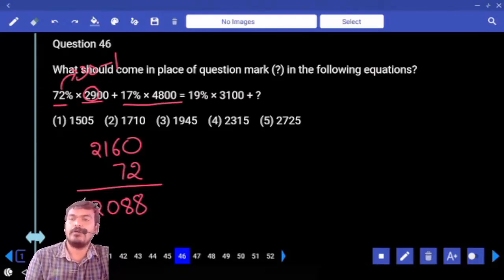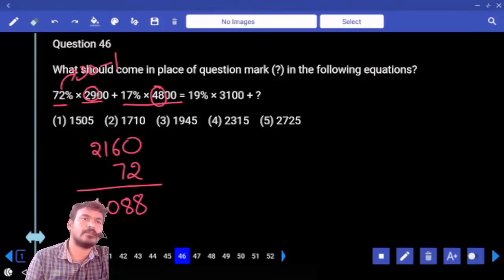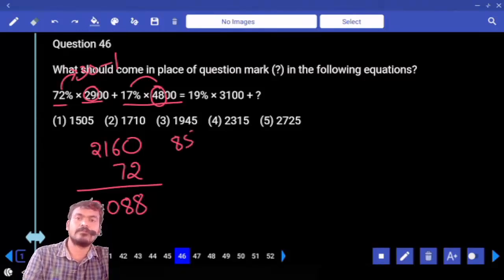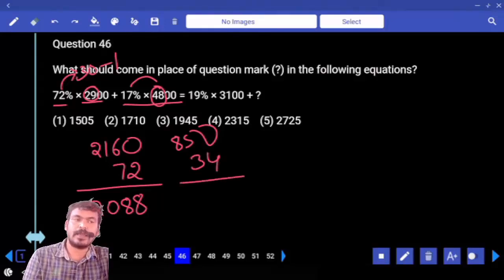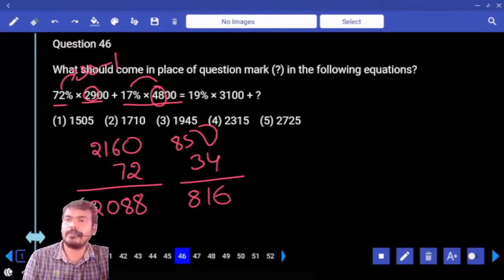17% of which one? 4800. 4800, already percentage 2 zeros are cancelled, or not? 48 means it is 50 minus 2, or not? 50 minus 2. 17 into 50, 850, or not? 17 2s are 34. Subtracting or adding? Subtracting. What is the remaining value? 816, or not? 816.